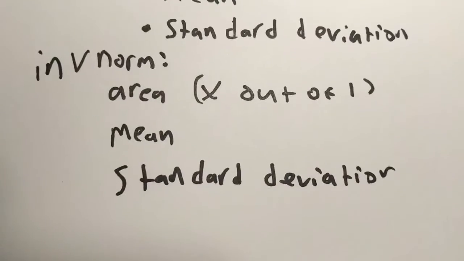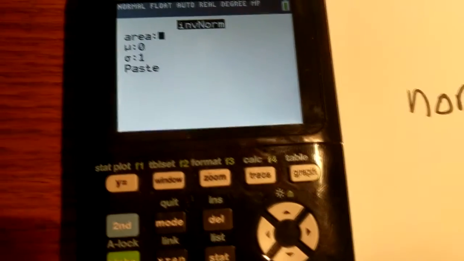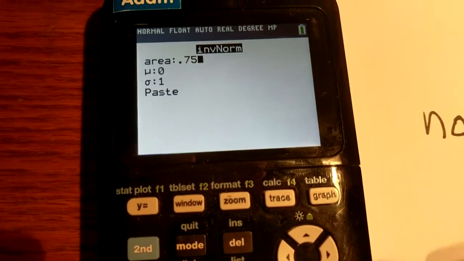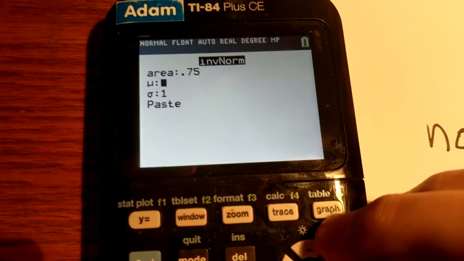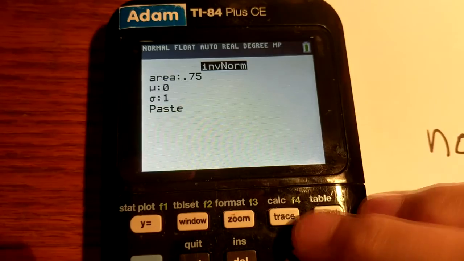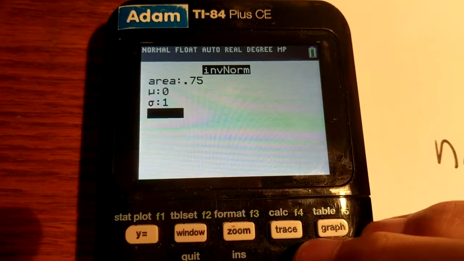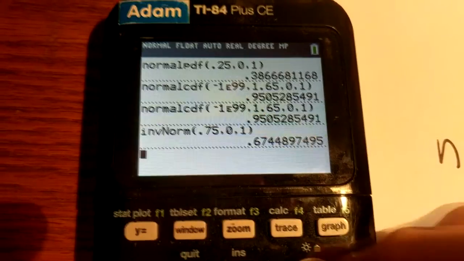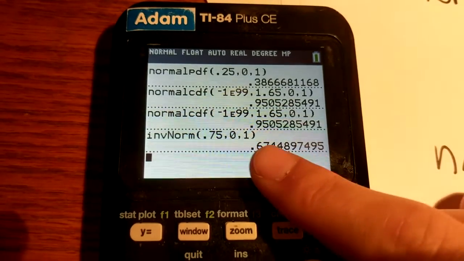Final value is inverse norm. You could use it to find z-scores. So for example, if I want to find the z-score at 0.75 in the normal distribution, I'd keep the mean at 0 and the standard deviation at 1 to make this a normal distribution curve. And bam, that's the z-score right here for 75%.